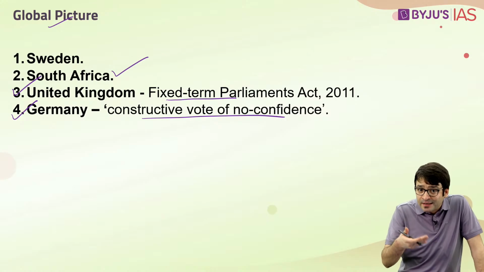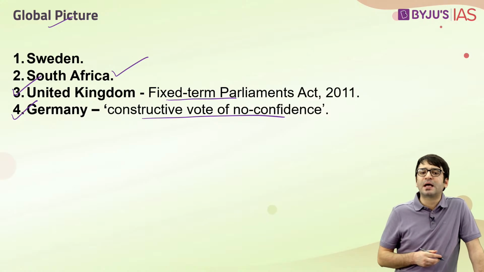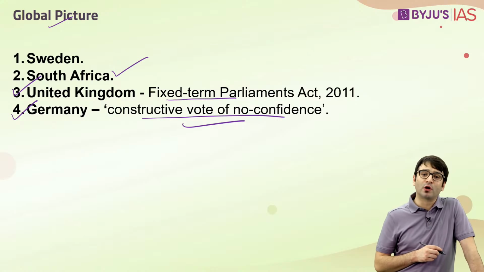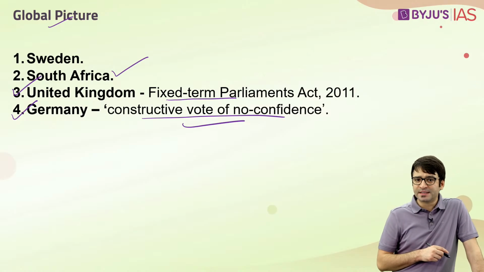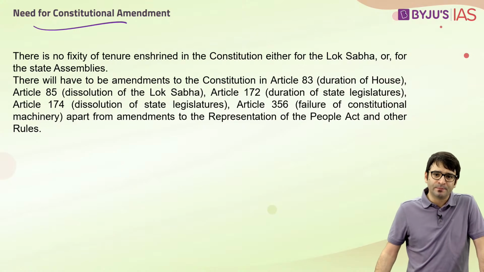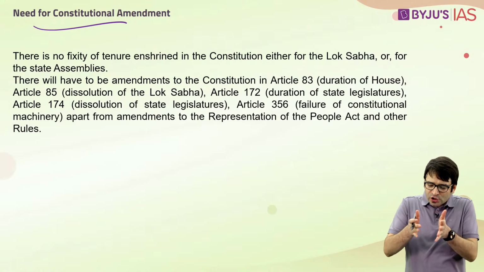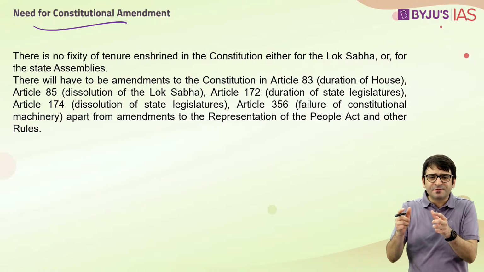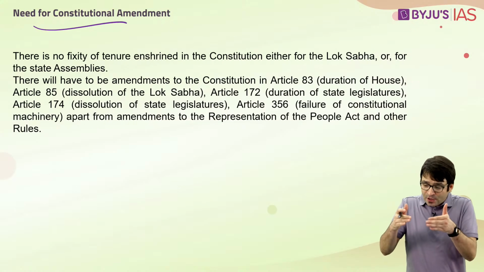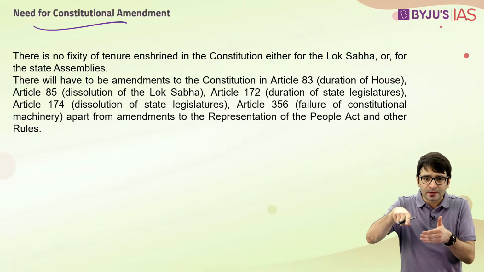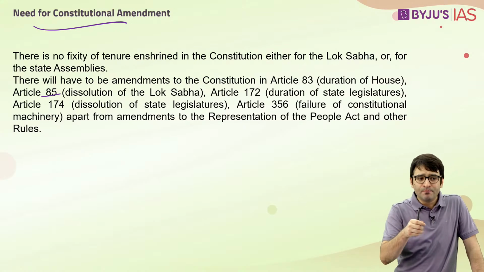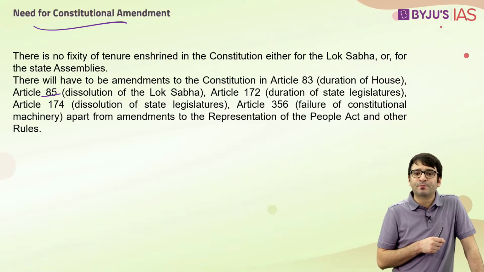That's something we need to do in India as well if we want to implement simultaneous elections. Not just a vote of no confidence, but a constructive vote of no confidence together with a vote of confidence as well. And for that, we need to amend the constitution. Why? Because the duration of Lok Sabha, although it is 5 years, we have to prescribe a fixed term of 5 years. Because if the duration is 5 years, it can also be dissolved. According to Article 85, the President can dissolve Lok Sabha on the advice of the Prime Minister and his Council of Ministers.